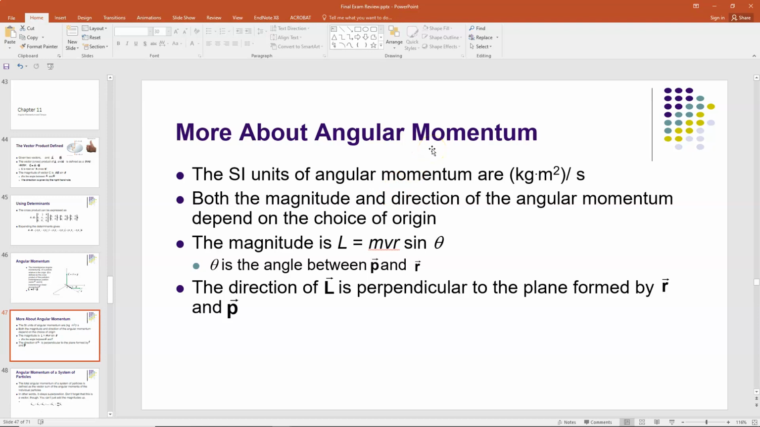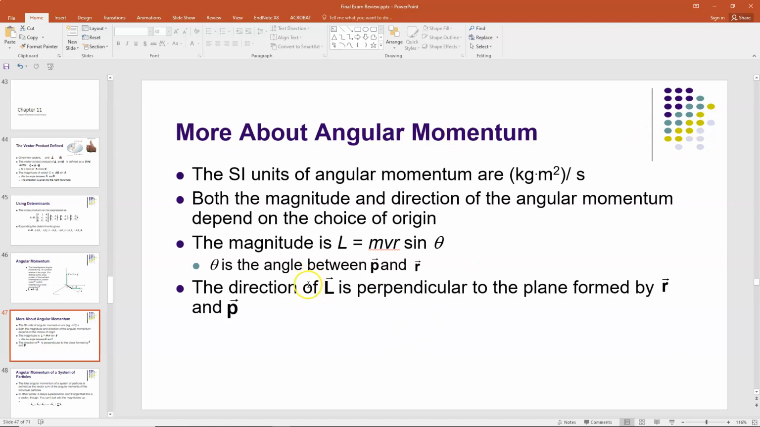So the SI units of angular momentum are kilograms meters squared per second, and of course it's the kind of momentum that is dependent upon your choice of origin, because R changes as you change your origin, so just remember that. If you're finding the magnitude there, it's going to be mvr sine of theta. If something is traveling in a circle, then theta is 90 degrees, and so you just have mvr.